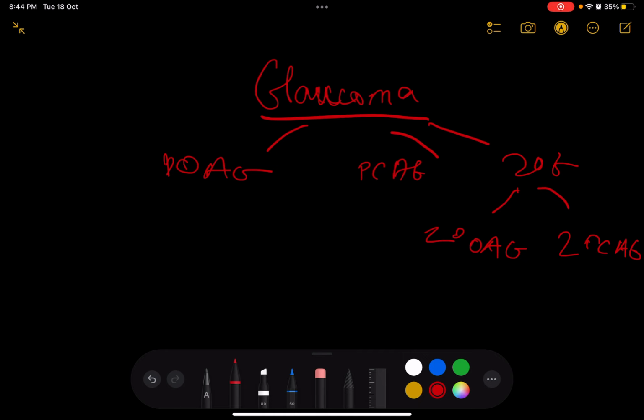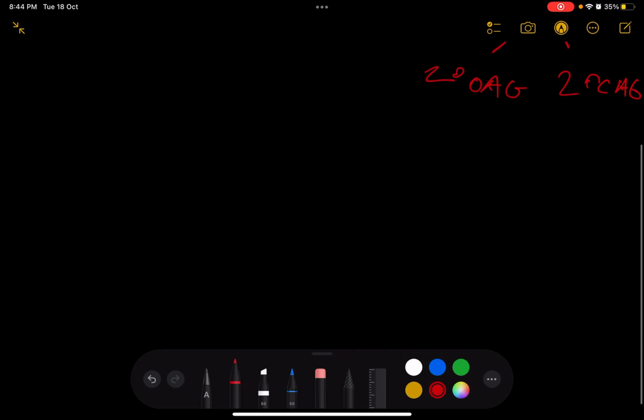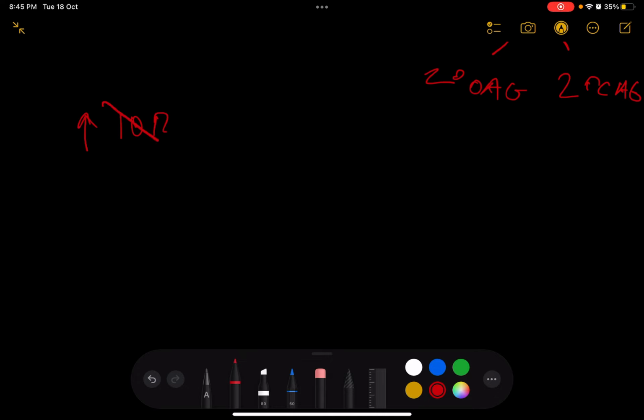Now, the classification of glaucoma is very simple, but the definition of glaucoma itself is mistaken. It is not the increase in IOP. It is actually the optic disc involvement that is actually glaucoma. It's not the raised IOP.